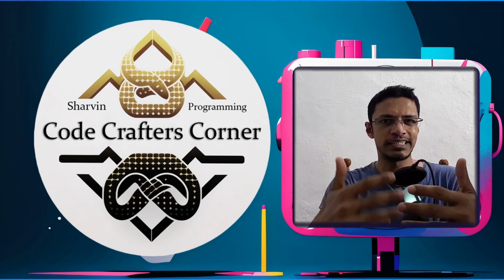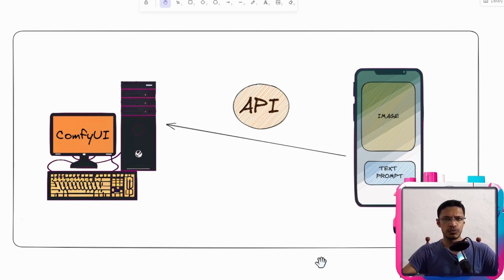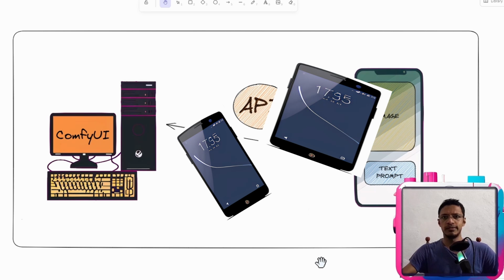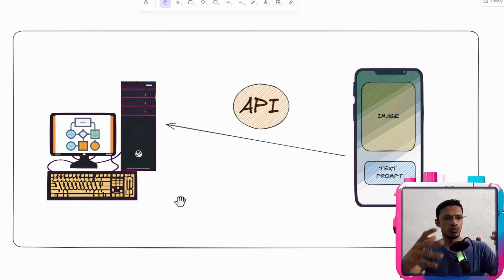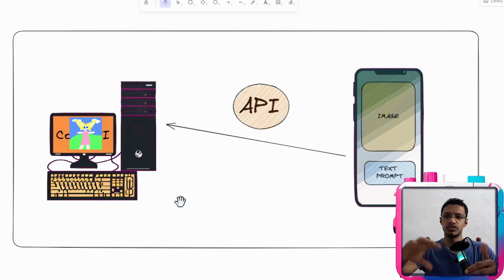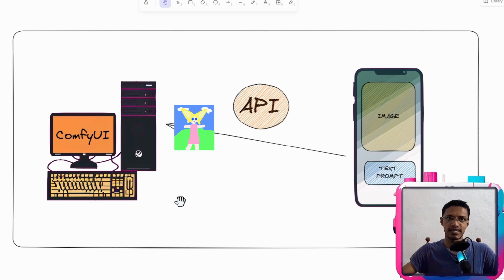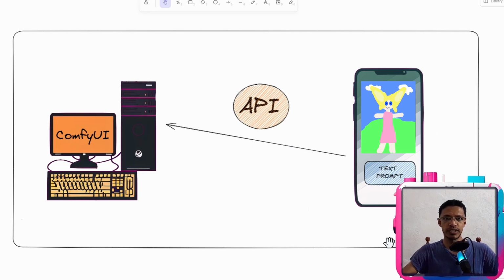Now, since we are using Gradio as our front end, we can essentially use any device to connect to the back end. So we can use a smartphone, a tablet, a laptop, or a desktop PC. We send the request via our API to the backend. The ComfyUI workflow will execute, generate an image, and send that image back to the requesting device.